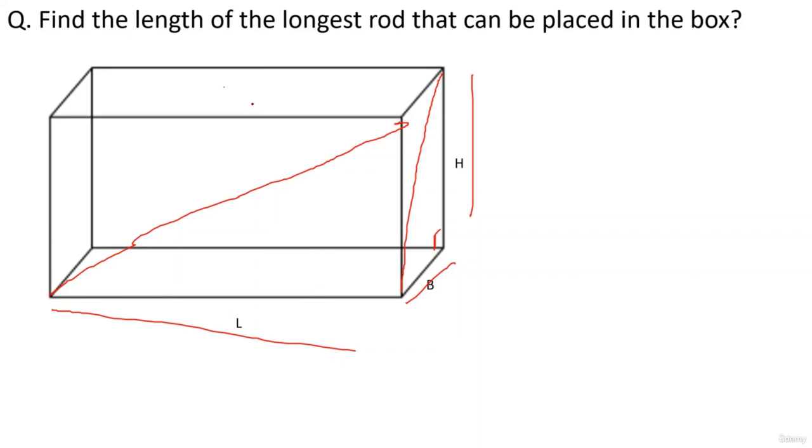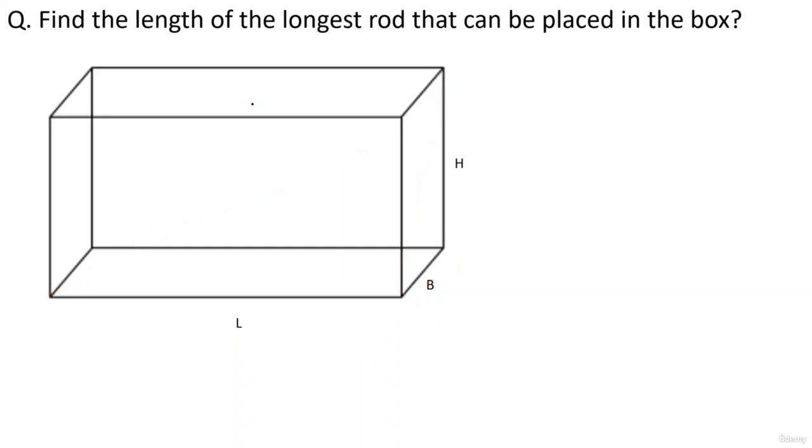So you can place the rod in different ways, or by taking different line segments across the box. But if you observe, guys, the longest rod will be the one which has the maximum distance between its ends. So you have to find 2 points which will have the maximum distance across the box.